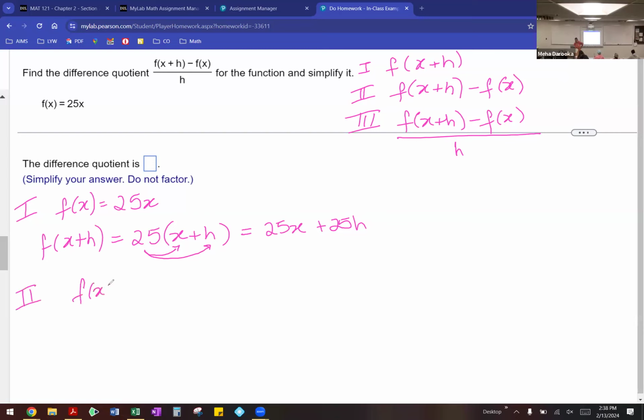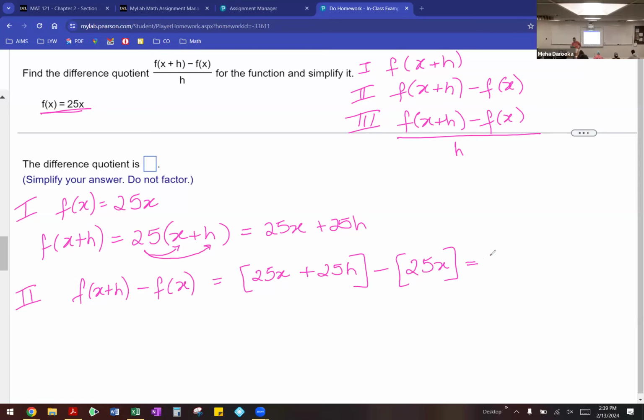All right, next step, part 2 is the subtraction. So this is where we're now going to take the answer from step 1, and from that function, we're going to subtract the original function. So I'm going to use brackets here just to separate the 2 functions for now. So f of x plus h is what we just found out in part 1. So that's 25x plus 25h. And then from that, we are subtracting the original function, which of course happens to be f of x equals 25x. And then of course, we want to clean this up.